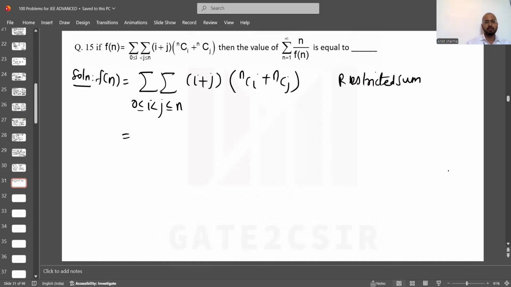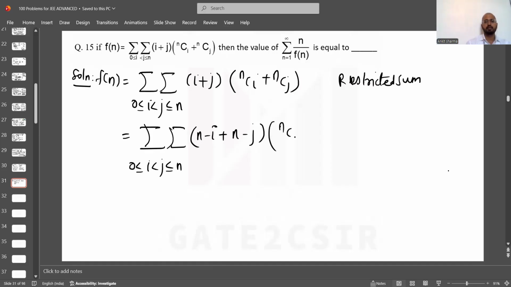So instead we will prefer writing in the reverse direction. This I can write as (n - i) + (n - j), and this thing is again nC(n - i) + nC(n - j). Now this is also f(n). It's the same as writing this one starting from 1 to n, and this one from n to 1, so we don't have to worry. I'll simply add these two equations.